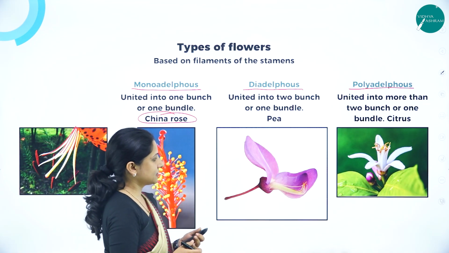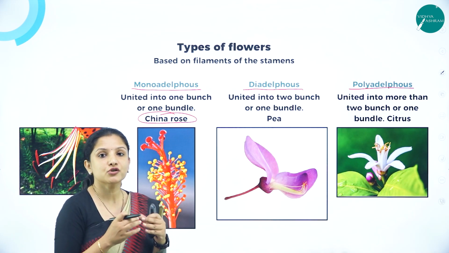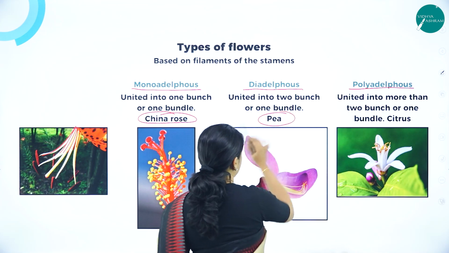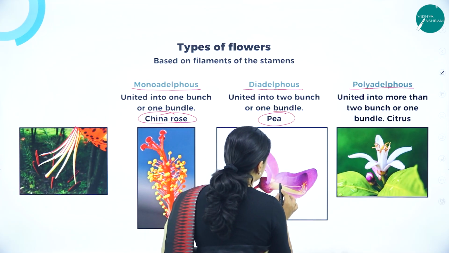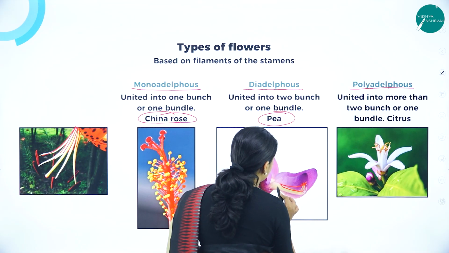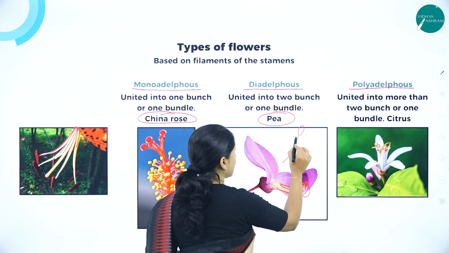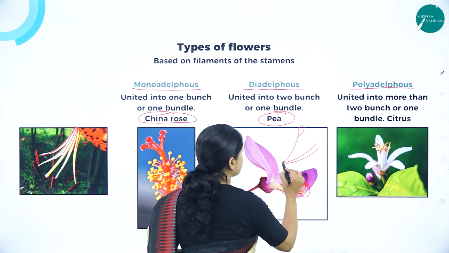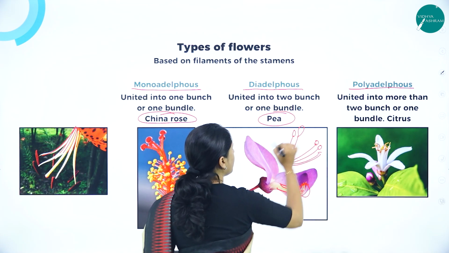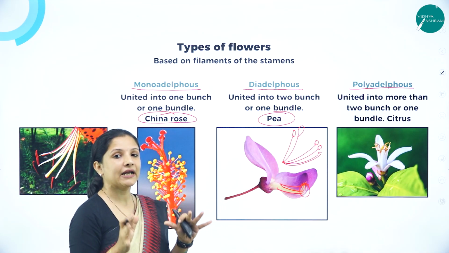Next, diadelphous stamens. In diadelphous stamens, the stamens are united in 2 bundles or 2 bunches. Best example is pea flower. Wherein you can see here one stamen is separated and all the other stamens form a bundle, if you can see here very clearly. So it was like this, one stamen here and all the other stamens were in bundles, like this. So that is 2 different bundles of stamens. So it is called diadelphous.